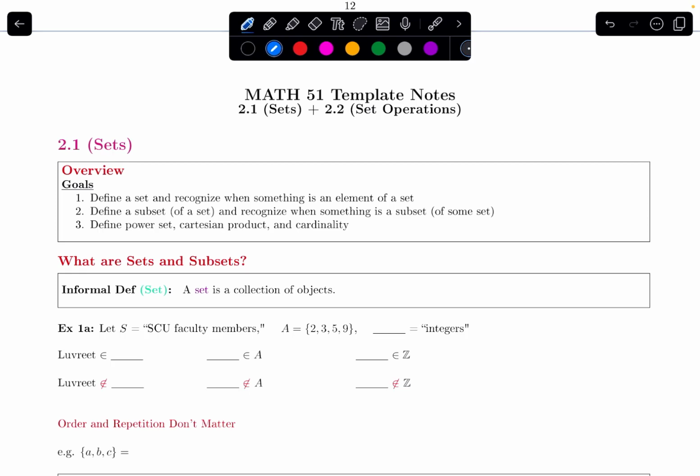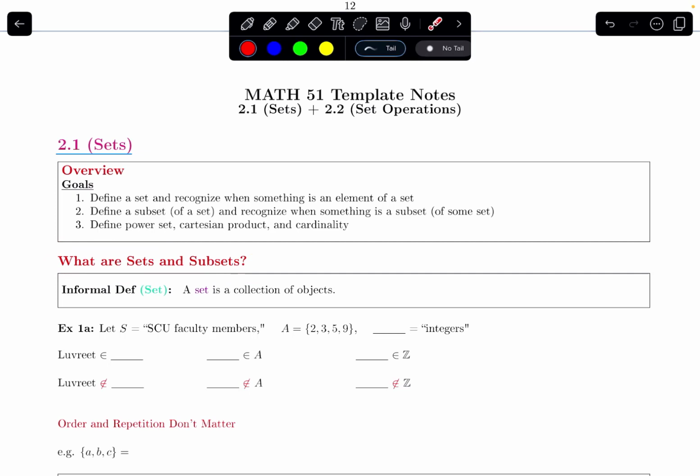In this video, we are starting section 2.1 on sets. Our goals are to define what a set is and recognize when something is an element of a set, define what a subset is and recognize when something is a subset of some set, and then we'll define something called the power set, the Cartesian product, and cardinality. So in this video, I want to talk about what a set is and what a subset is.